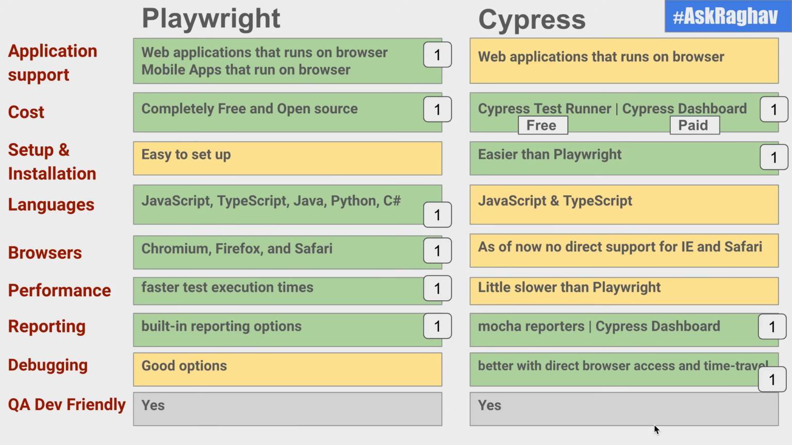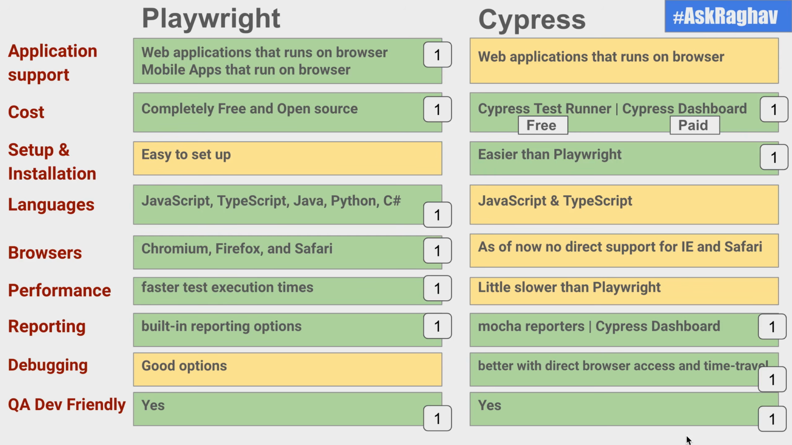are both QA and dev friendly. That means both QA and dev can use this for their testing. So here we are going to give 1 point each to Playwright and Cypress. So this is the detailed comparison chart. If you want, you can take a screenshot of the screen and keep it handy with you.